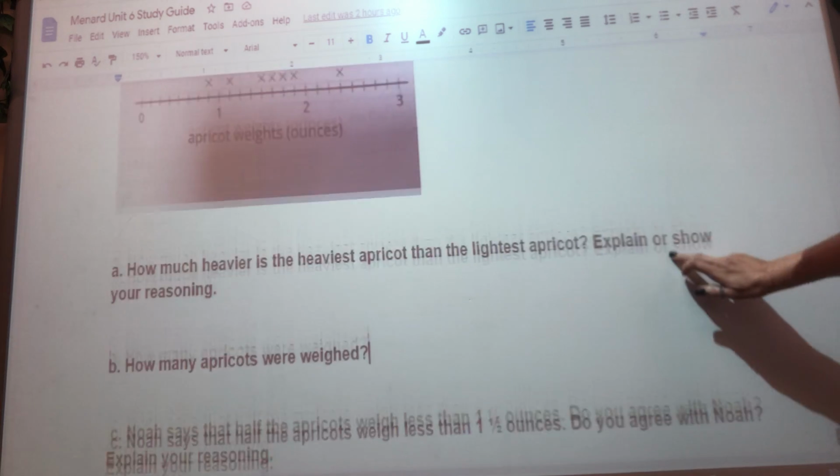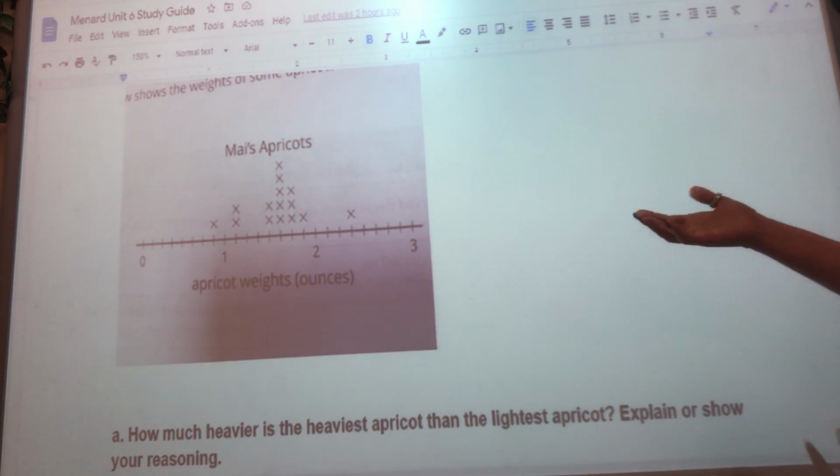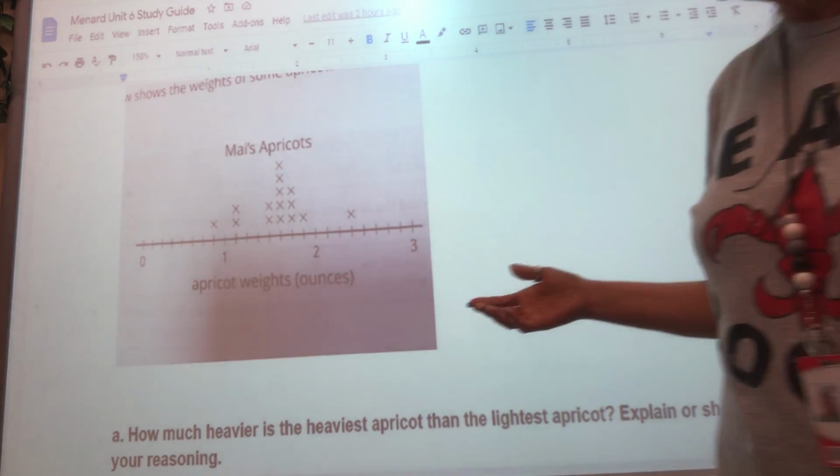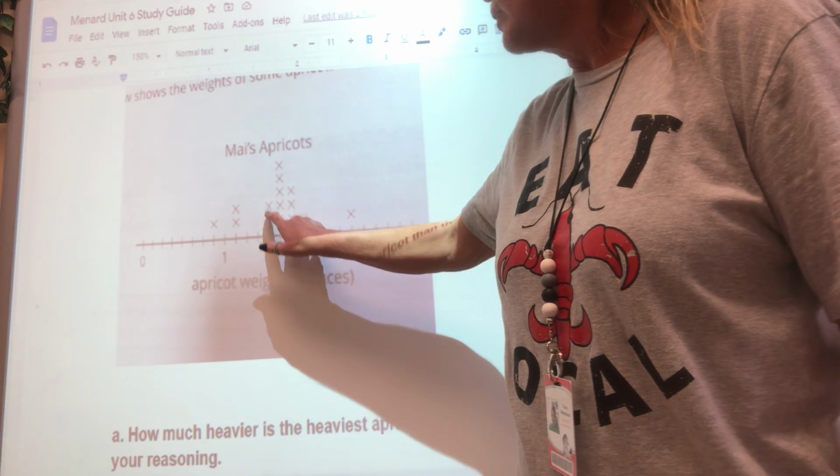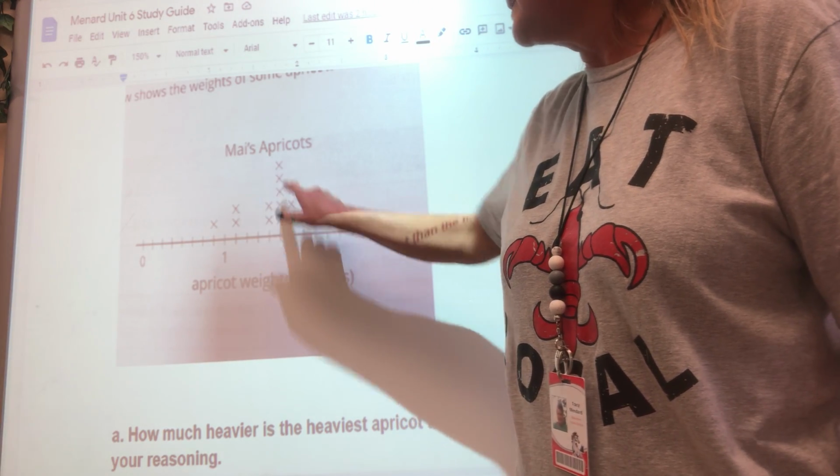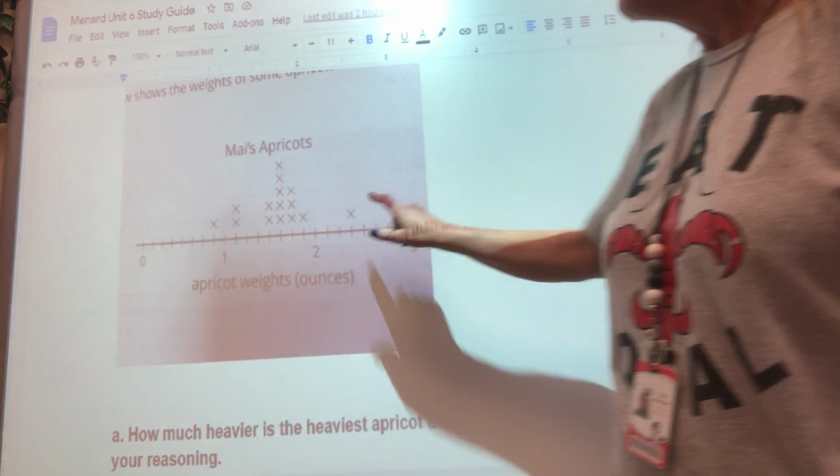How many apricots were weighed? How do I know that? Count the X's. 1, 2, 3, 4, 5, 6, 7, 8, 9, 10, 11, 12, 13, 14, 15.